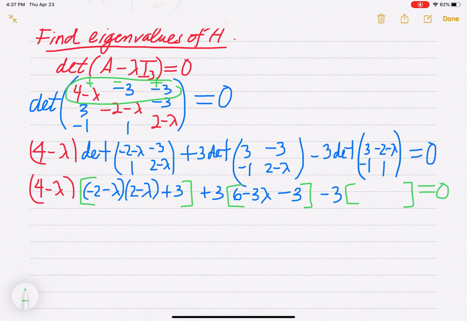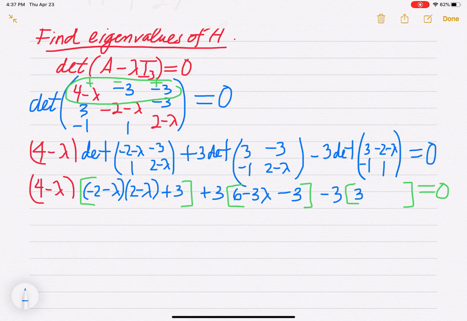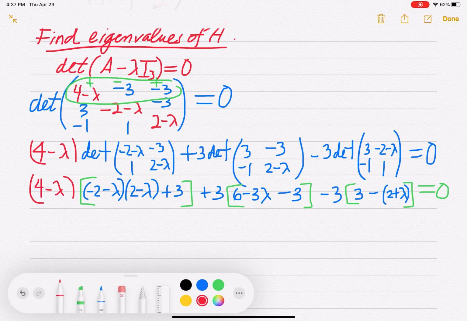Let's see, how do we do the determinant here? We're going to do 3 times 1 is 3. Minus, let's see, minus what? We take negative 1 times negative 2 minus lambda. We're going to get parentheses 2 plus lambda. That's a thing. All right, now can we clean up a little bit more?